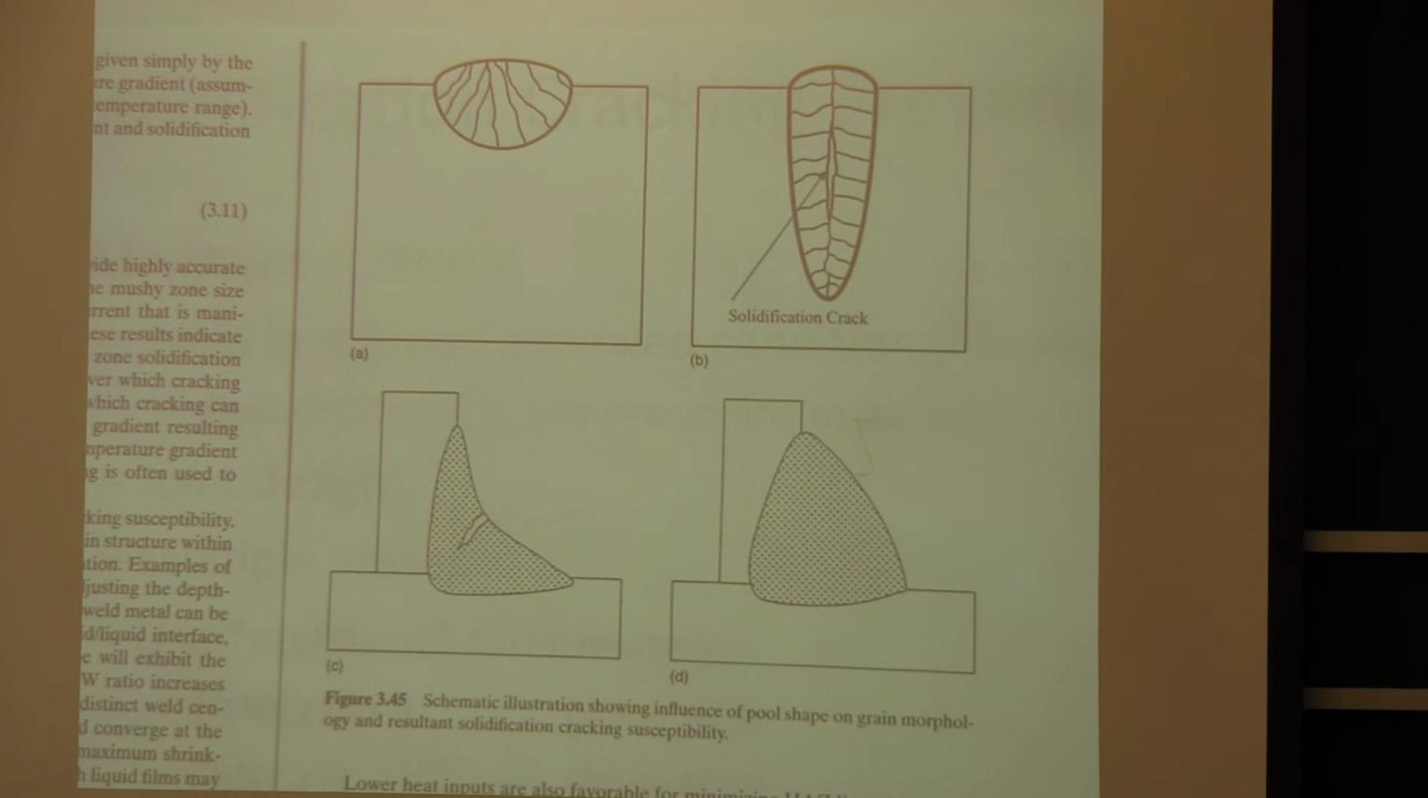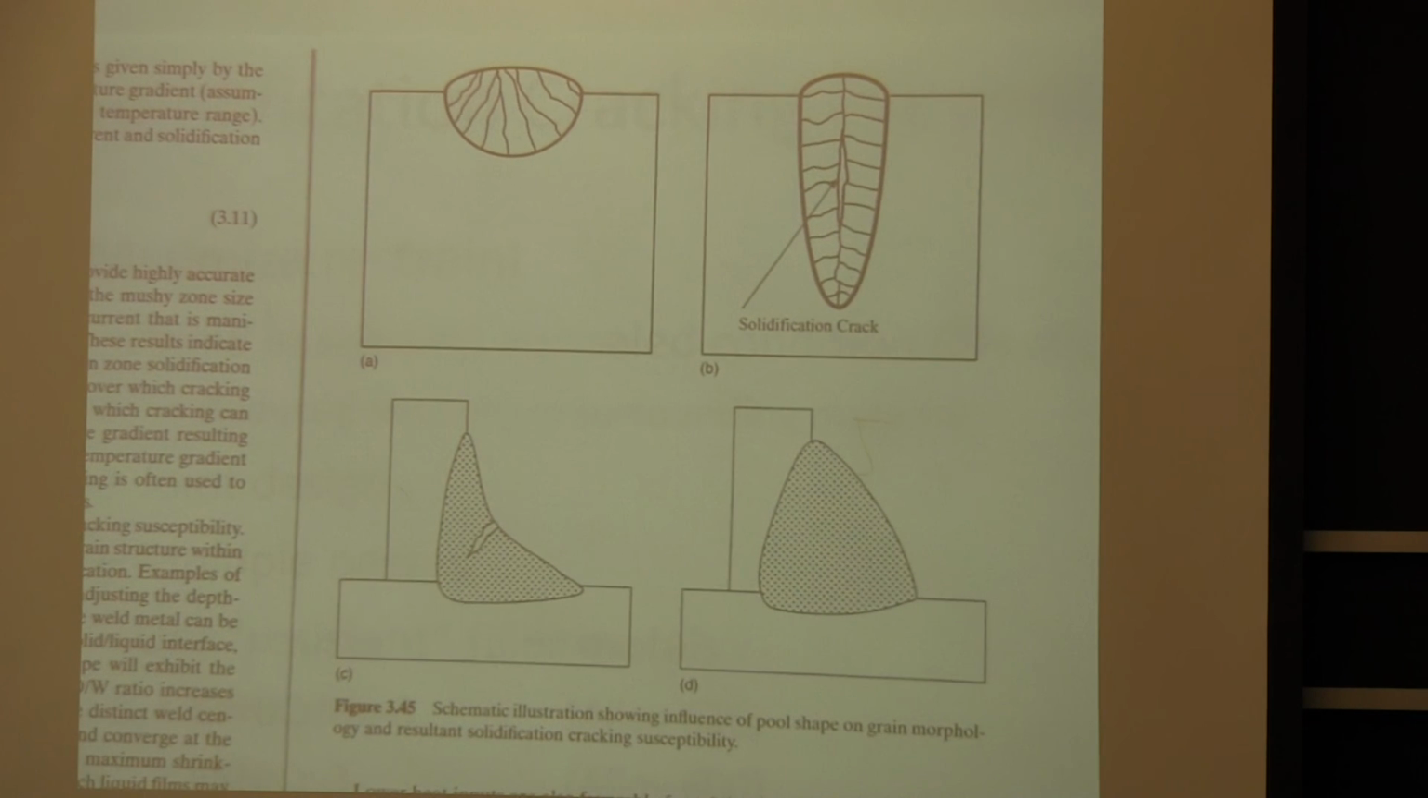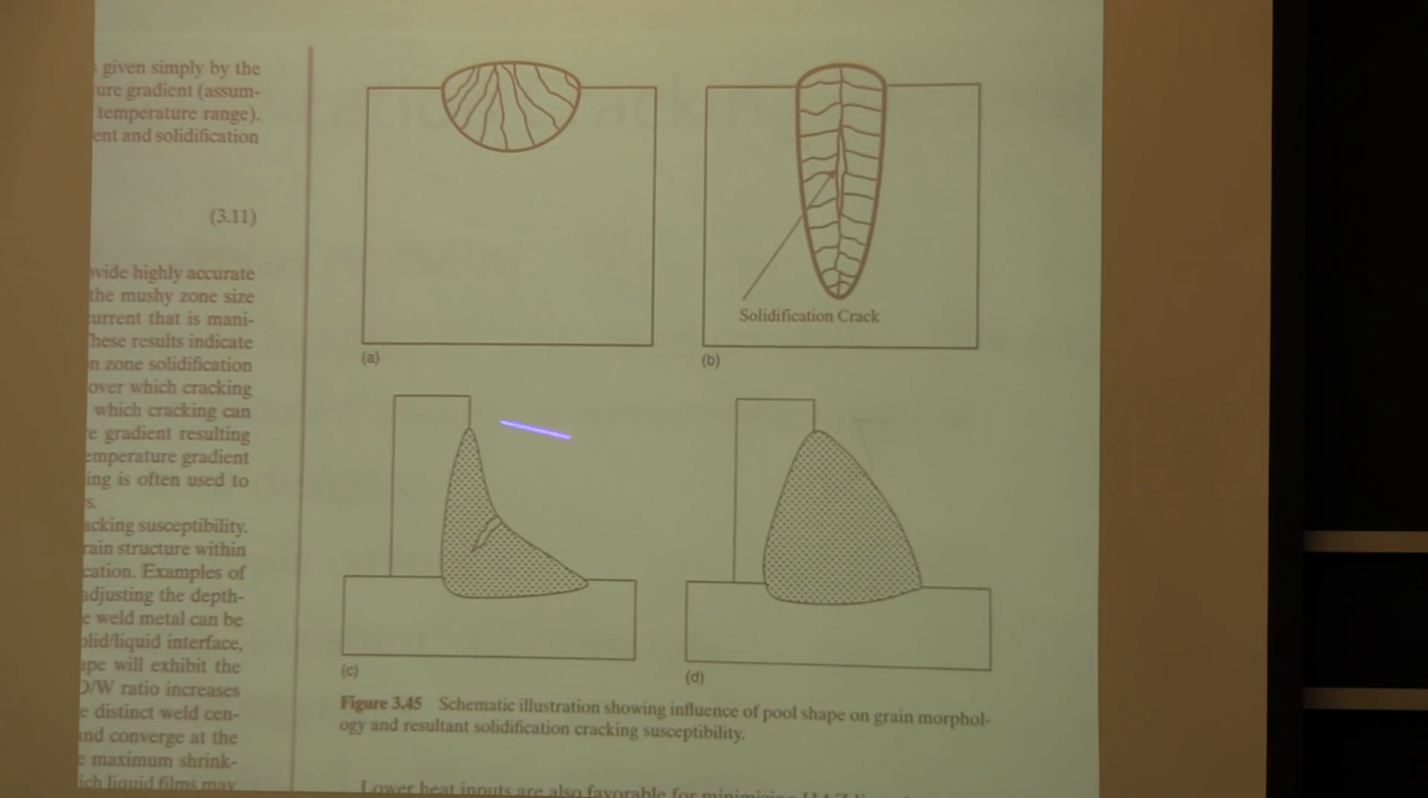When you're making what's called a fillet weld, which is between two 90-degree members, you can also control solidification cracking by the amount of material that you put in there. If you have a nice convex weld bead like this, as opposed to a concave weld bead like this, the solidification stresses will be less, and you'll end up without cracking in the case on the right.